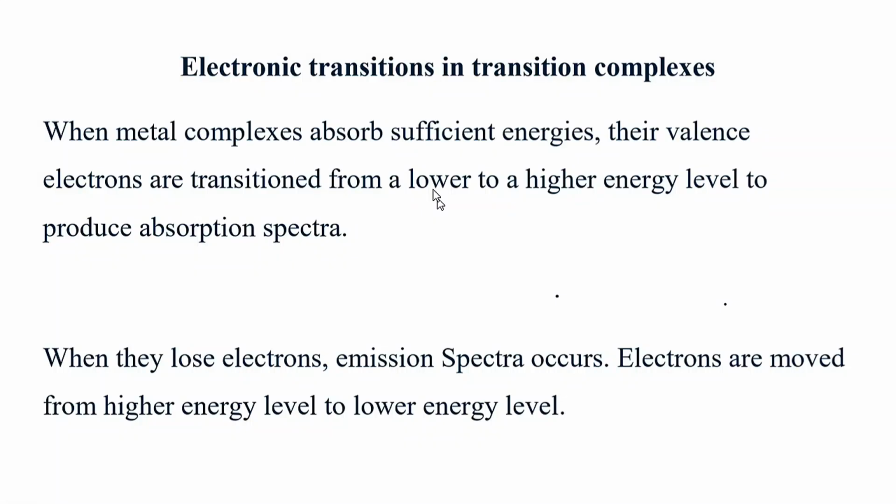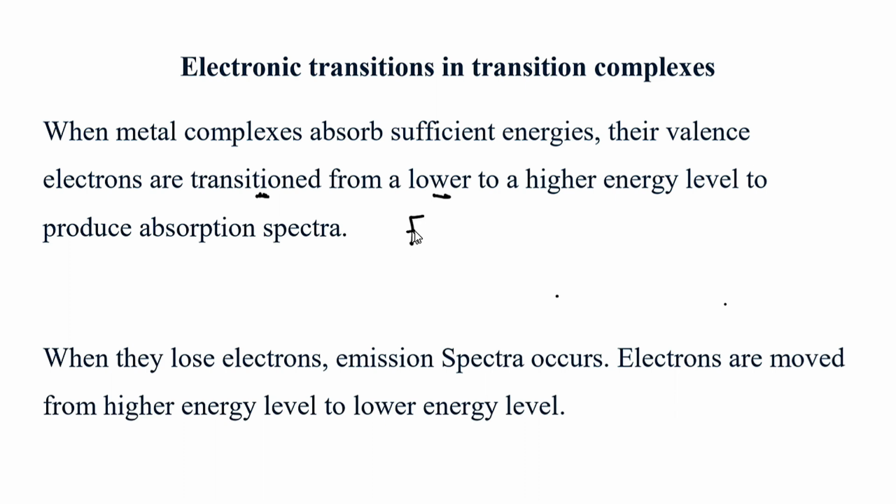Right, so let's talk about electronic transition in transition complexes. Basically, when a metal absorbs sufficient energy, its valence electrons are transitioned from a lower to a higher energy level to produce absorption spectra.